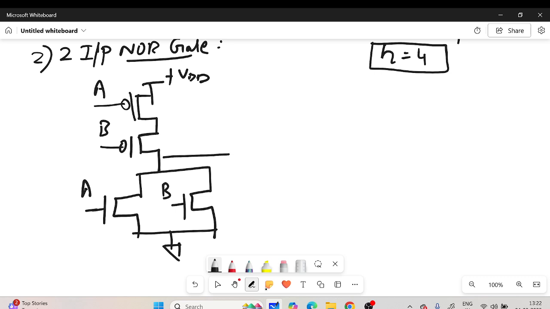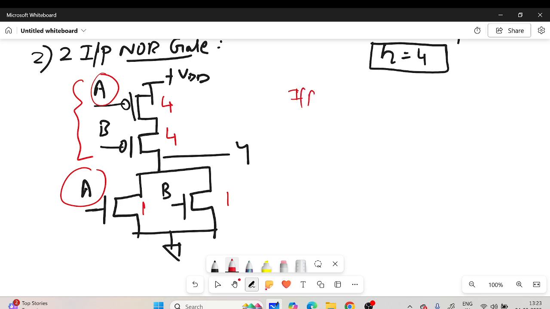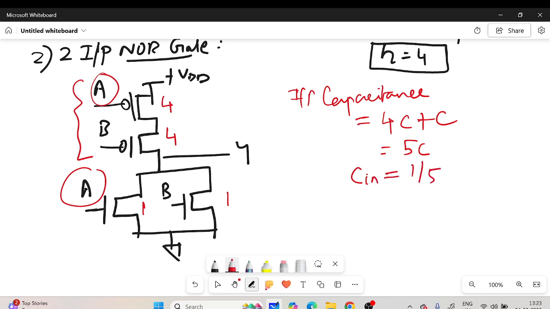So when I compute the input capacitance of this particular gate, if you recall the concept of the aspect ratio, the PMOS transistors are connected in series. You just multiply the aspect ratio of the PMOS with the number of inputs that results in 4. Similarly, the NMOS are connected in parallel, so the aspect ratio will be equal to 1, the aspect ratio of NMOS. Now, for any input, let me take it for A. The input capacitance will be equal to the input capacitance of the PMOS, that is 4C, plus the input capacitance of NMOS, that is equal to 5C. So this capacitance Cn can be written as equal to 1 by 5.